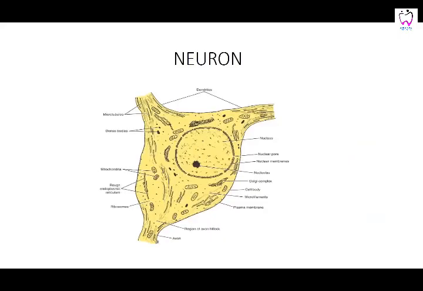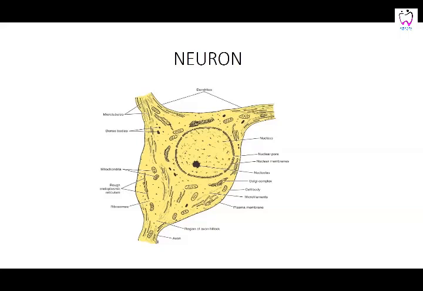So if you see this body, you can see these dendrites, you can see the nucleus, the double layer of the nuclear covering, and the pores which allow the exchange of material.